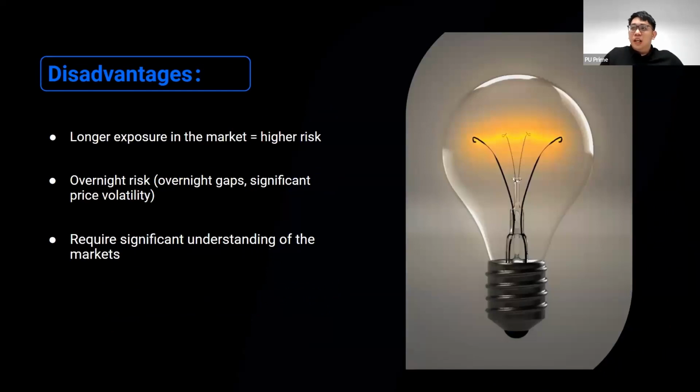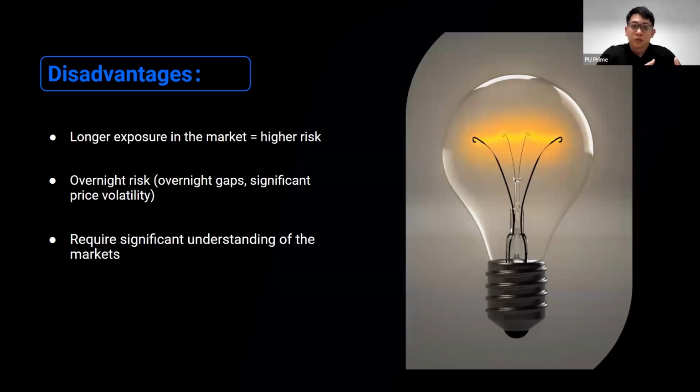The disadvantage here is a longer exposure in the market. So for example, let's say you were holding the dollar, and previously it was good last month, remember when the US was having this debt limit crisis, and people would think that if the treasury yield is higher in the US, it will lead to a higher interest rate, which will result in a stronger USD.